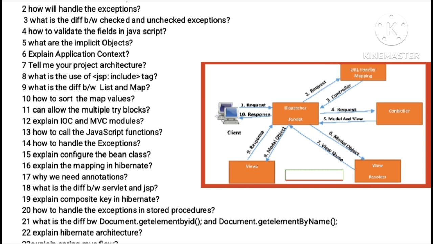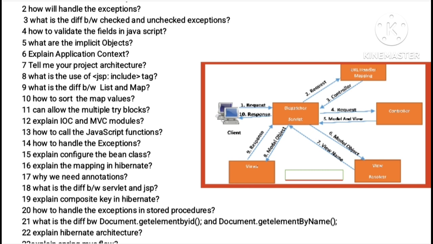How to validate the fields in JavaScript? What are the implicit objects? Explain application context. Tell me your project architecture. What is the use of the JSP include tag? What is the difference between list and map? How to sort the map values? Can we allow multiple try blocks?